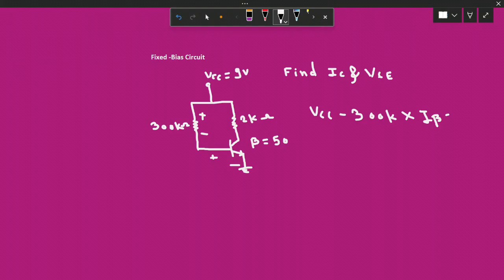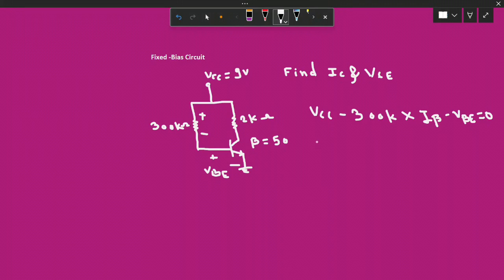So R into I, that is nothing but voltage, minus this voltage is nothing but VBE. The second terminal is minus, so this is minus VBE, that is equal to 0. Now in this case the VBE is not given, so we are going to ignore it.